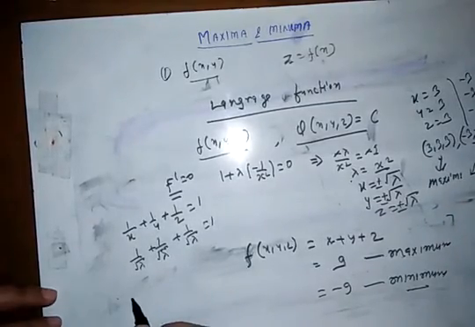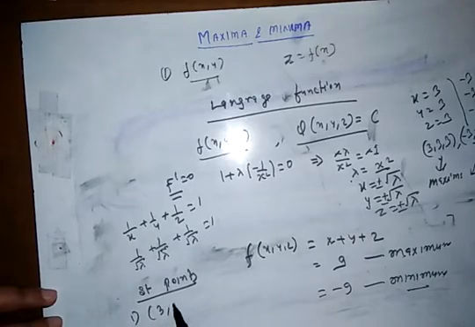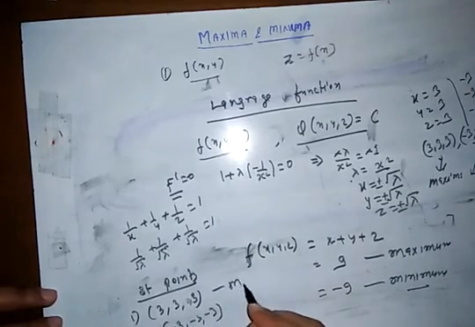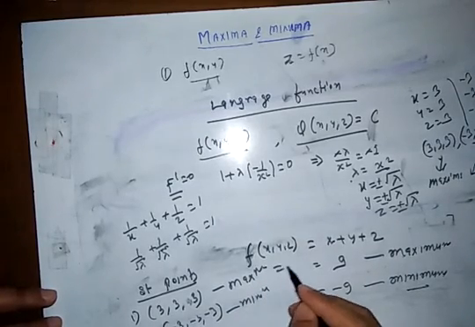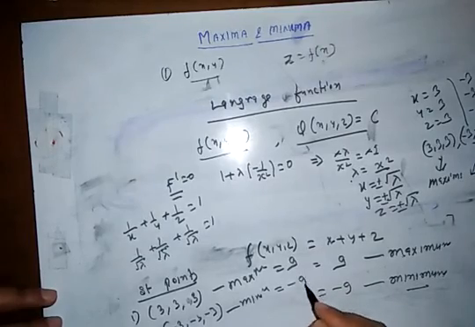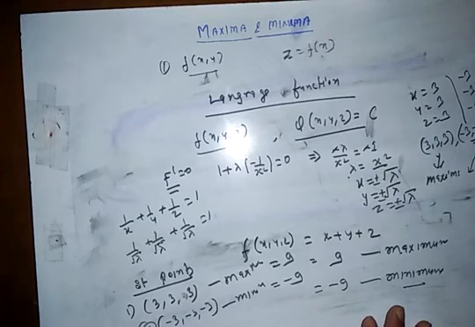So I get two stationary points. One is 3, 3, 3, and another is minus 3, minus 3, minus 3. This is maxima and this is minima. So the maximum value you will get is 9, and the minimum value you will get is minus 9. So these are the types of functions which are generally asked in maxima and minima. So you can find maxima and minima of any function.